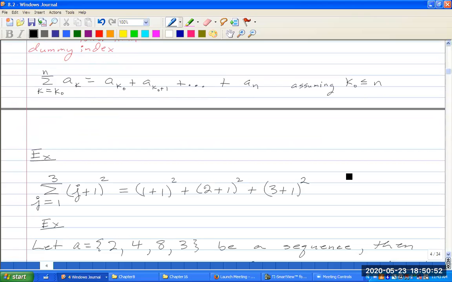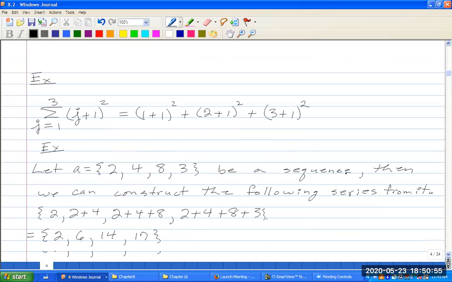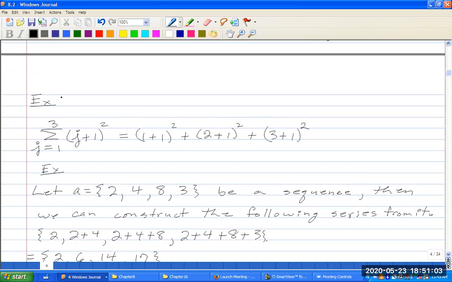It'll be the empty series. Okay, so let's do an example. Suppose I have the sum j equaling 1 to 3 of (j plus 1) squared. Well, let's replace j by 1, so it's 1 plus 1 squared, by 2, 2 plus 1 squared, by 3, 3 plus 1 squared.